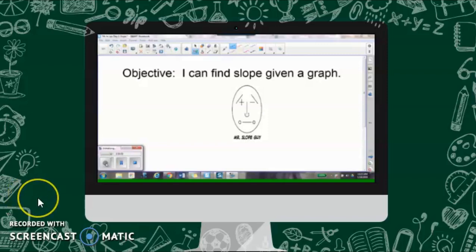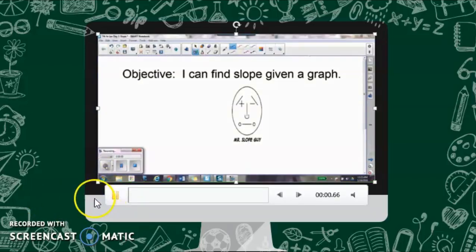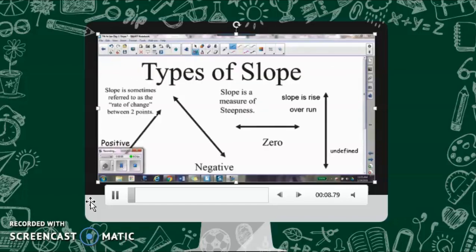So in this video, we are here to find out the slope when given a graph. So let's look at it. This video doesn't have any sound, I'll be narrating, so bear with me.